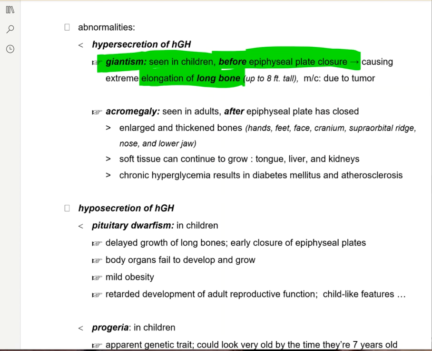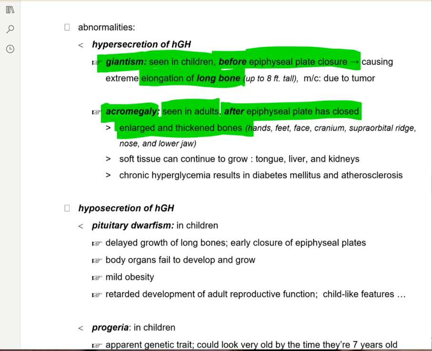But we can have a similar thing happening in adults. This is called acromegaly, which is seen in adults, and this is after the plates close. So we're not going to get long bone growth, but we're going to get enlarged and thickened bones. And so all over our body, our hands, feet, face, jaw, they will get thicker and thicker. Also, remember, growth hormone acts on many different tissues, so soft tissue also continues to grow. The tongue can get bigger, the liver can get enlarged, kidneys can get bigger.